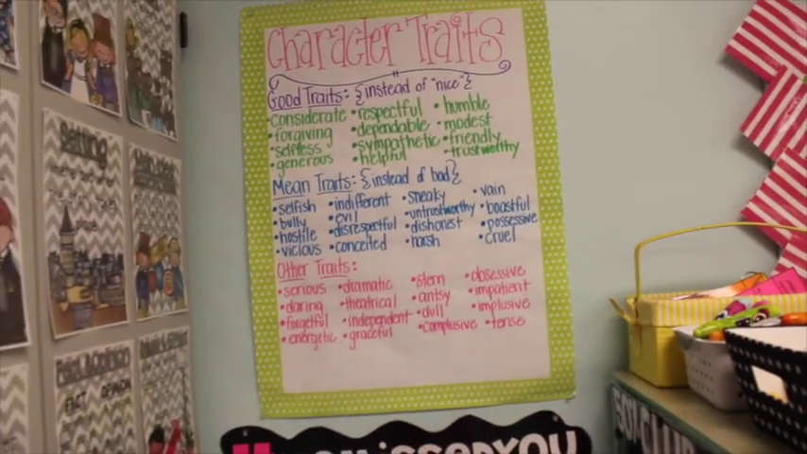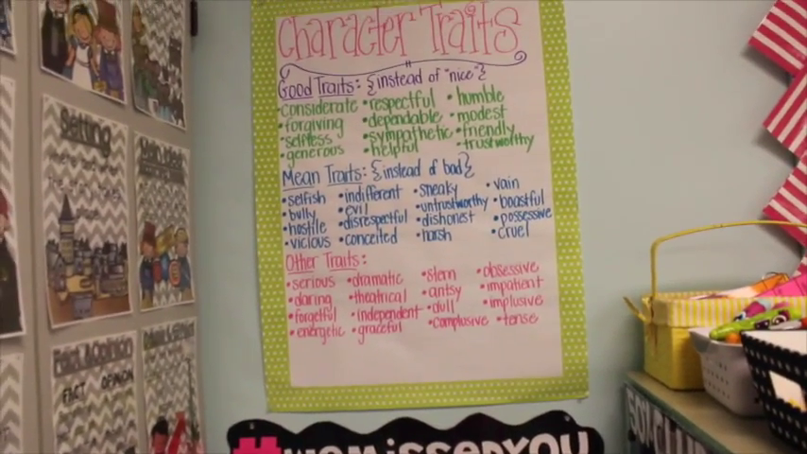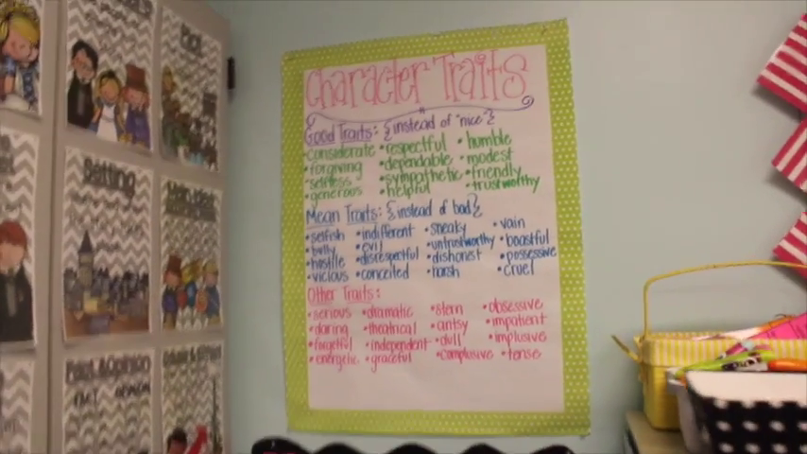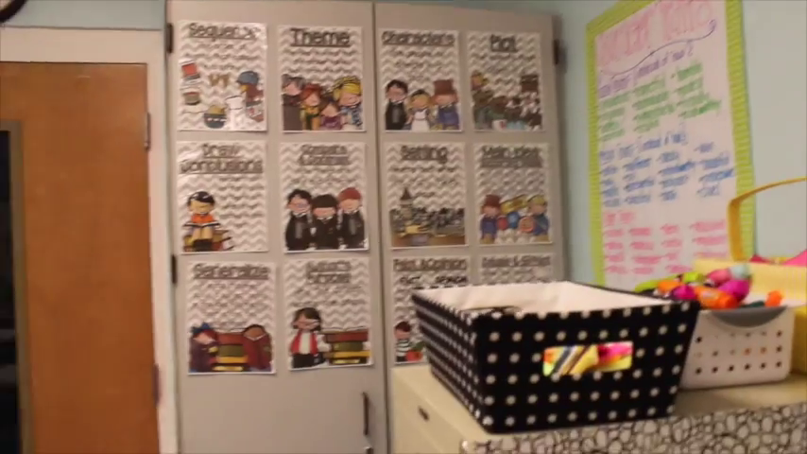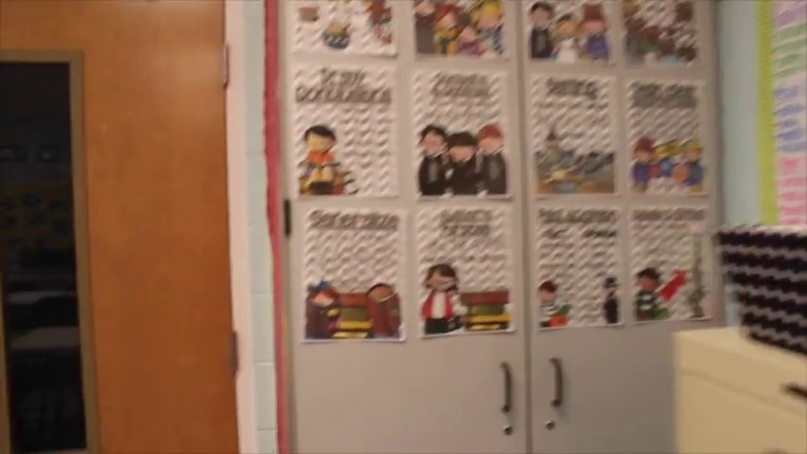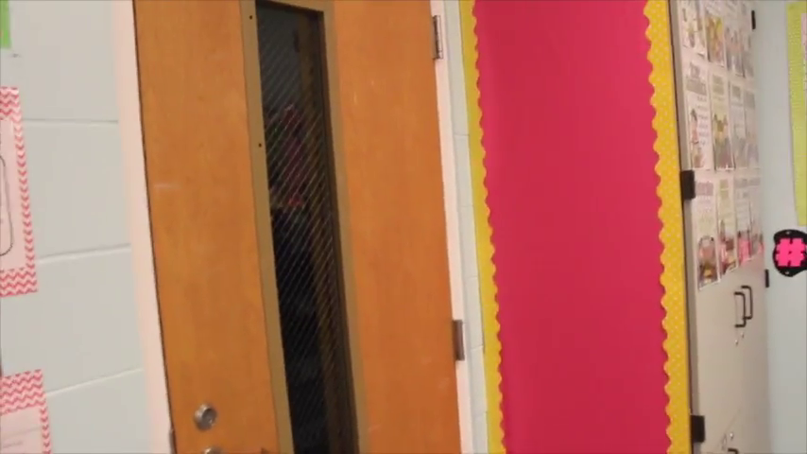Another character traits chart. This is the same one that is on my desk. It's just at a different place so that the kids can see it a little bit better because that is such a used chart. Then we have the comprehension skill posters, and then I've got a blank board in case we need to display anything else throughout the year. And then the back of the door, of course, is not done either. So that has been my classroom tour.